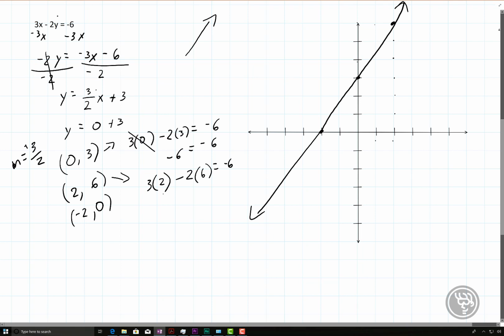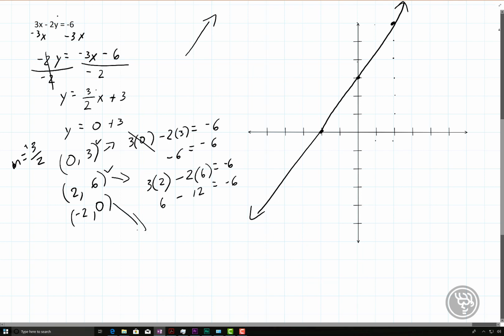So 3 times 2, this is going to give me a 6. This is going to give me a minus 12. So positive 6 minus 12, well, that's going to give you also negative 6. So that's also correct. Okay, so this works, that works.